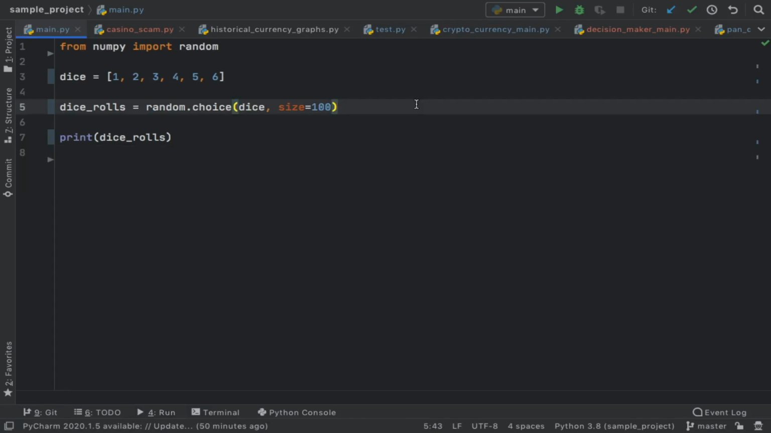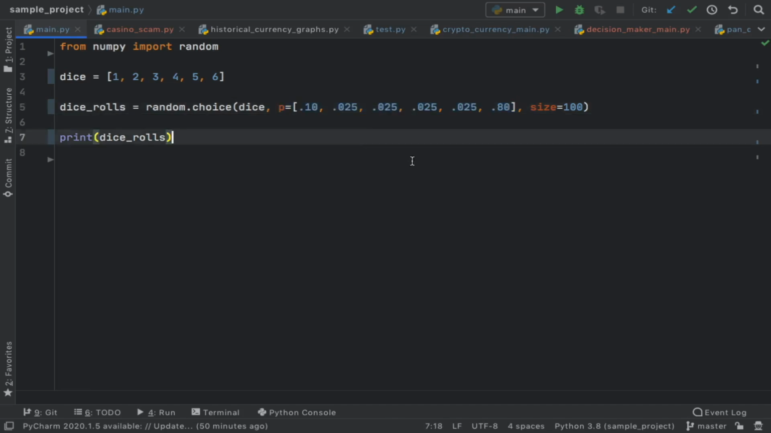But now let's go ahead and try to do something that's a bit more cheeky, such as inserting the percent of each roll, or how much each roll should pop up. As you can see right here, just by adding this p parameter, we're able to manipulate each dice roll, which means there's going to be a 10% chance that one is going to pop up, an 80% chance that six is going to pop up, and a 2.5% chance for the rest.